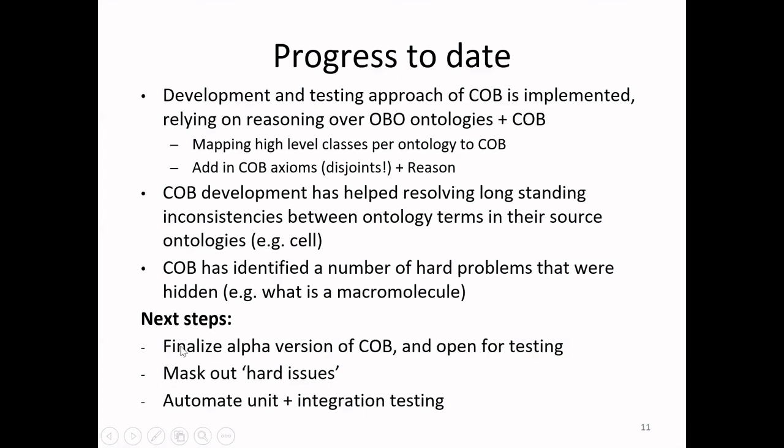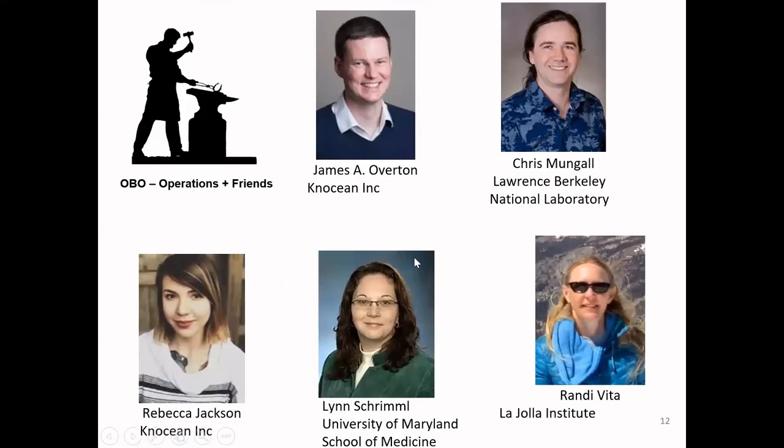So the next steps for us are to finalize the alpha version of COB, mask out some of these hard issues. We will not be able to solve everything, but at least make sure that we can automate testing, unit testing and integration testing, by which we mean one ontology or multiple ontologies, and then develop COB in a stepwise fashion to address these issues.